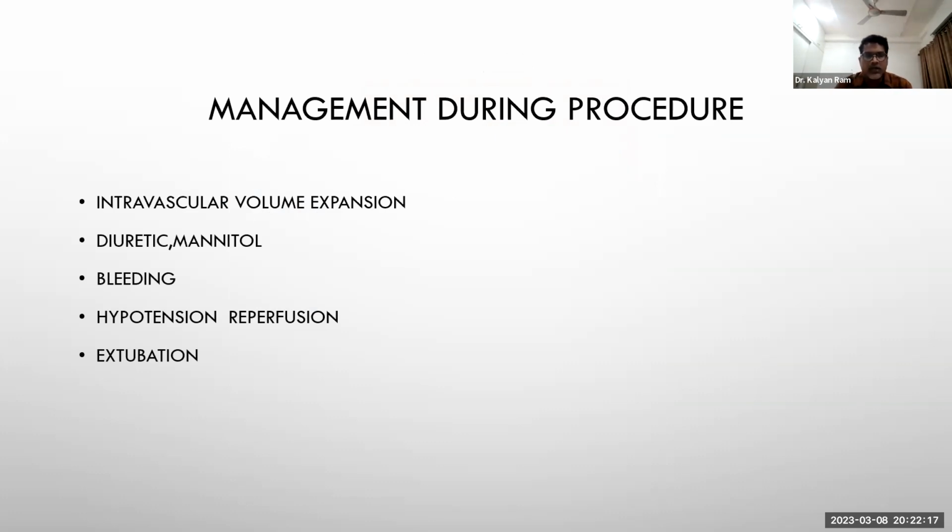So intravascular expansion during this, as I already told, diuretic and mannitol. Immediately after release of clamp, in very rare cases, acute bleeding may occur, so we should be ready for resuscitation and blood should be kept ready. Hypotension during reperfusion should be avoided. We may reduce the volatile anesthetic a bit, and with volume expansion, many patients will settle in.